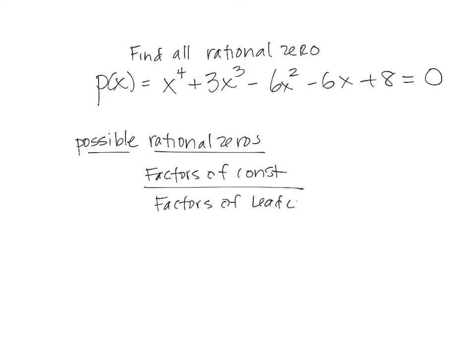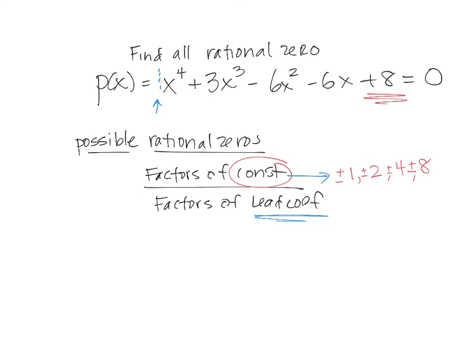So for this particular problem, our constant term is the 8, and our lead coefficient is really this 1 right in the front. And so if we want to list the factors of the constant, well, 8's factors are going to be 1, 2, 4, 8, and then also the negatives of that. So a short way to write that is plus minus, a simpler way of writing that.